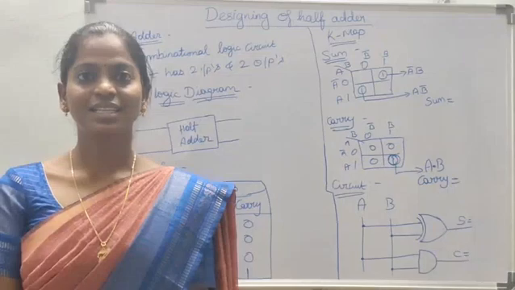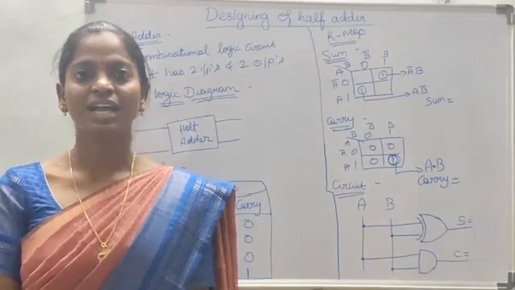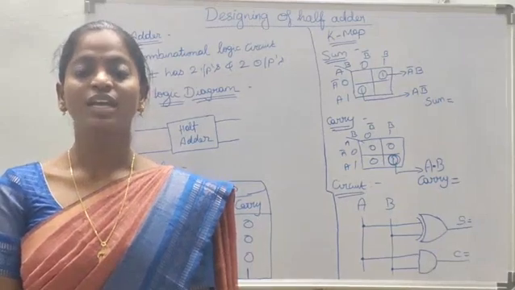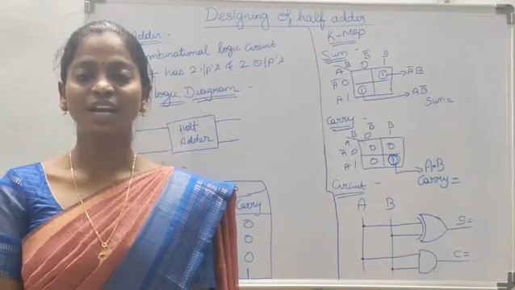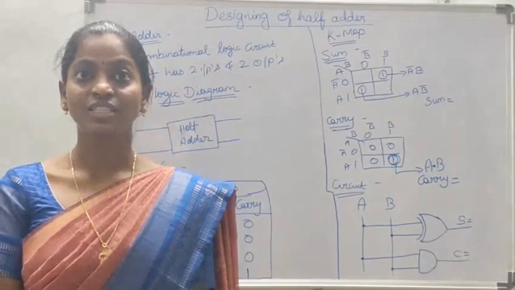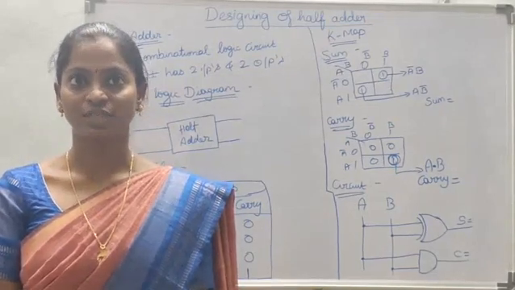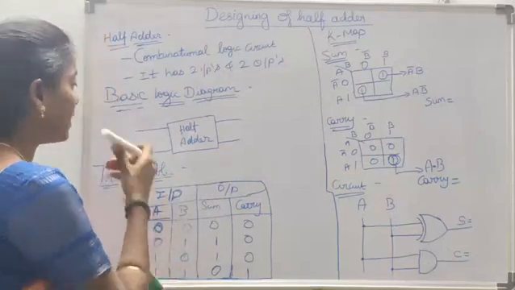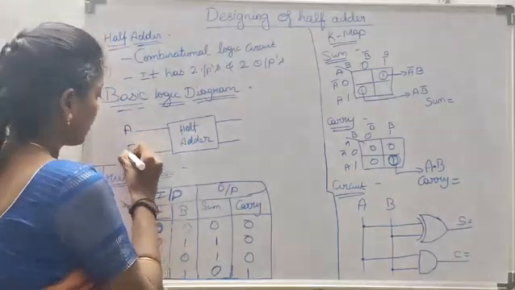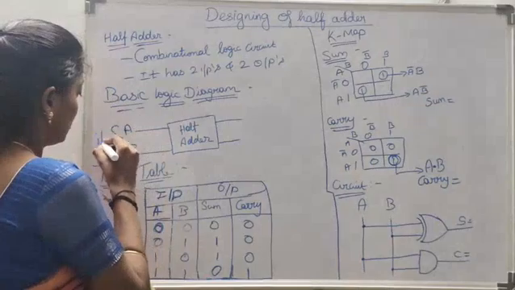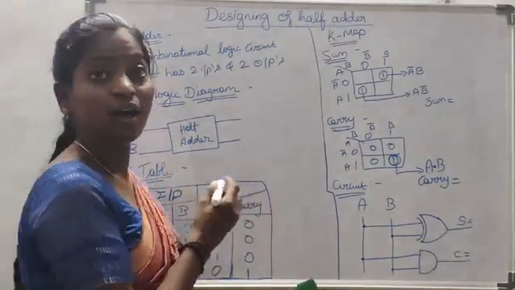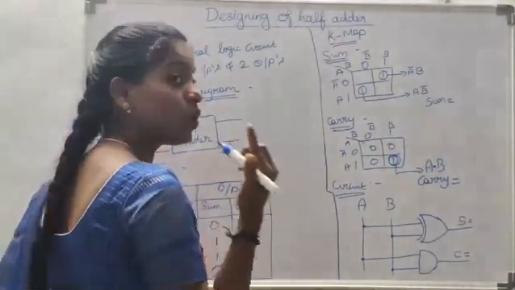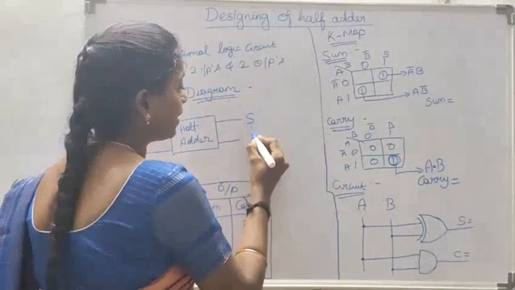First, let us discuss the half adder. What is a half adder? A half adder is a combinational logical circuit. It adds two single bit binary numbers. The two input bits are represented as A and B. And the two outputs are sum and carry.